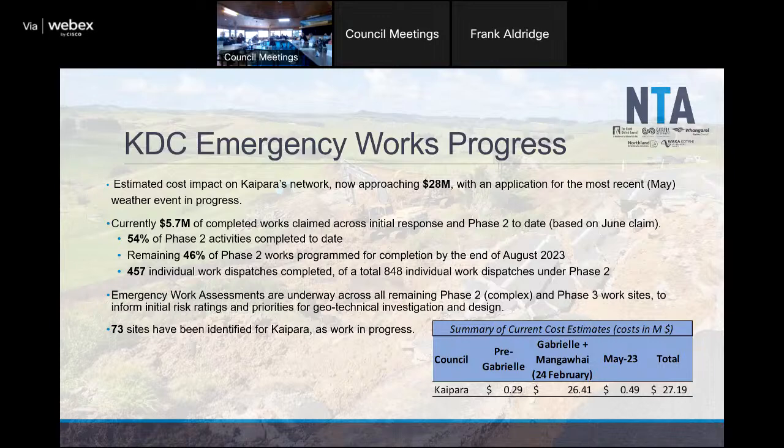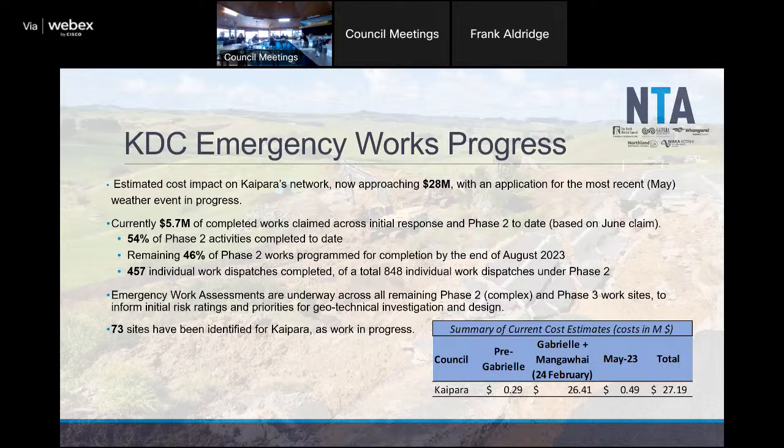So we have completed 457 dispatches in phase 2 of 848, so about halfway through the process. And for the complex phase 2 sites and the definite geotech phase 3, we have issued the instruction to our geotech consultant to do the initial emergency works assessments. That is a site visit to identify repair options. Those generally come back as 3 options, ranging from do nothing, do minimum, to preferred approach.